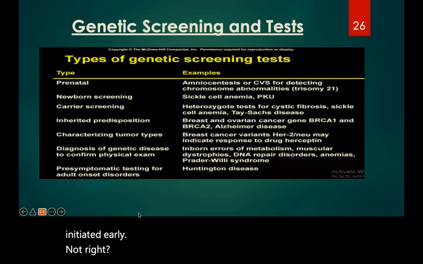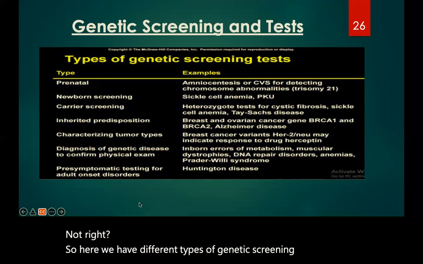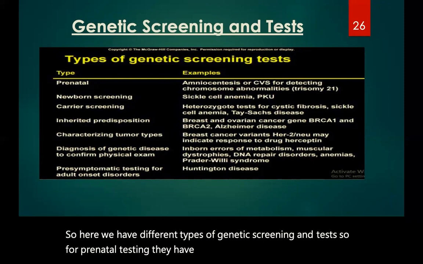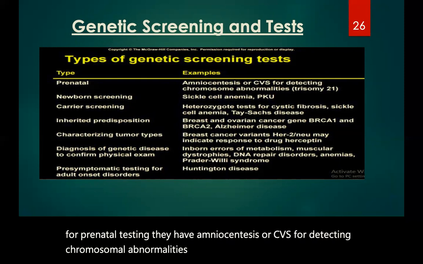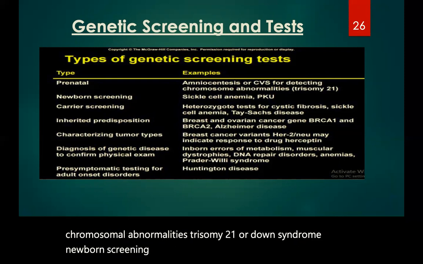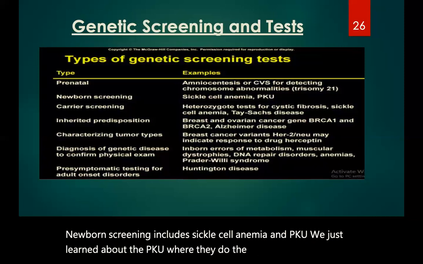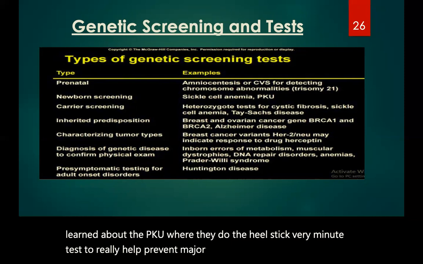Okay, so here we have different types of genetic screening and tests. So for prenatal testing, they have amniocentesis or CVS for detecting chromosomal abnormalities like trisomy 21 or Down syndrome. Newborn screening includes sickle cell anemia and PKU. We just learned about the PKU, where they do the heel stick, a very minute test to really help prevent major complications in life later on.